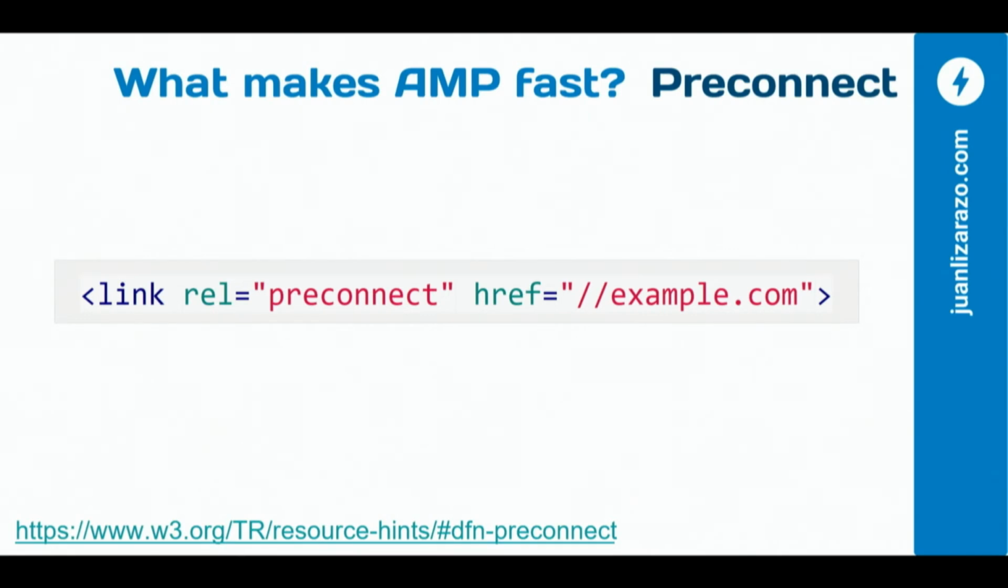We have also Preconnect. If you're not familiar with the Preconnect API, start using it. By establishing an early connection, your browser will perform the DNS lookup, the TCP handshake, and the optional TLS negotiation, and by the time you are requesting resources from your server, that is already established, and that's going to increase the speed. In AMP, this is heavily used.